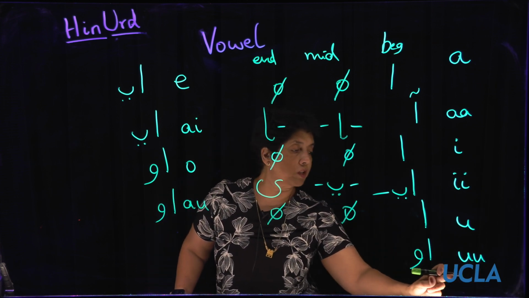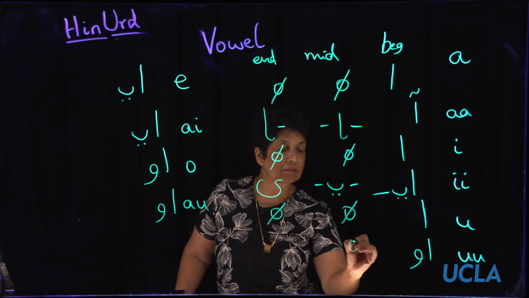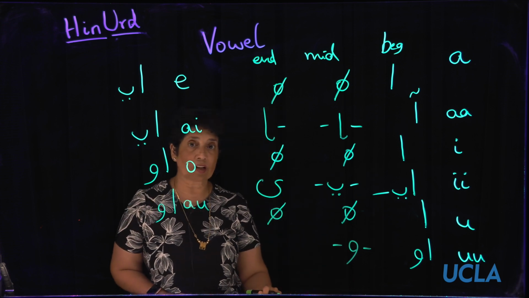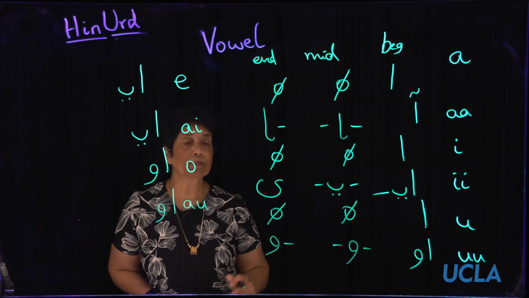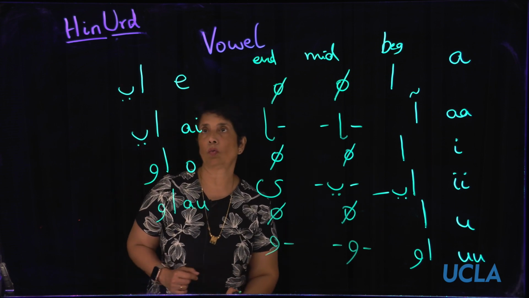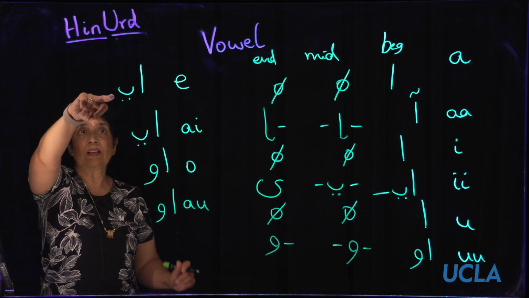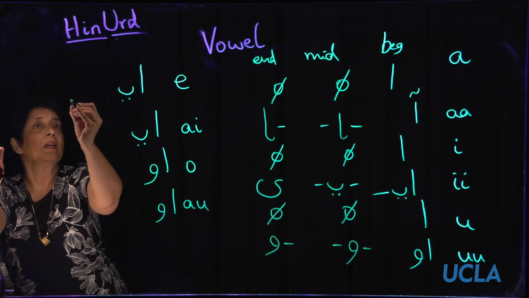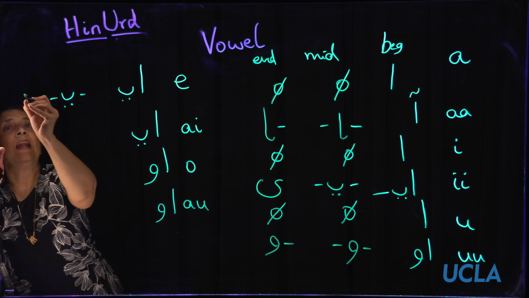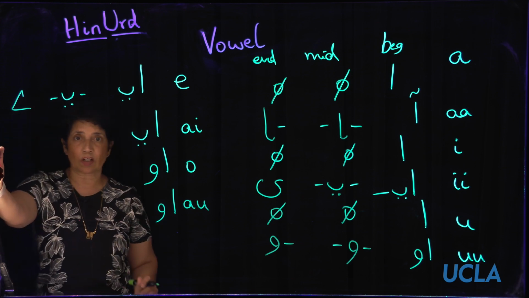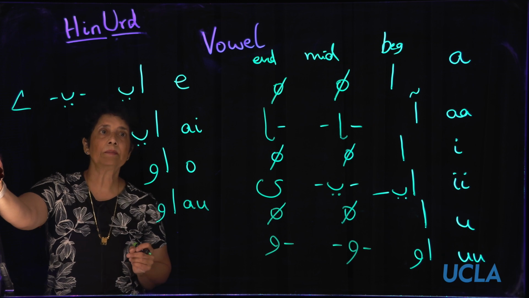If you begin a word with a long oo, that's what it looks like. In the middle, that's what it looks like. And at the end, that's what it looks like. Okay, so that's the long oo. If a word begins with a, that's what it looks like. In the middle, that's what it looks like. At the end, that's what it looks like. Hanger kind of thing.